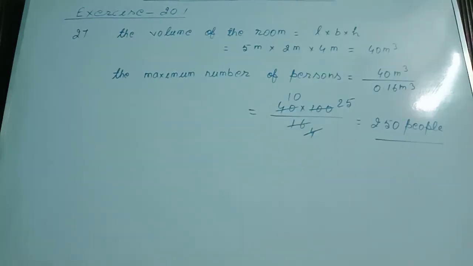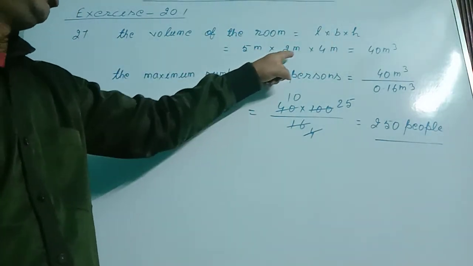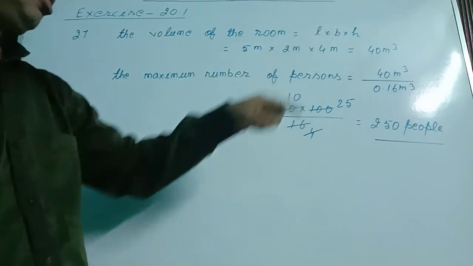In question number 27, a room is 5 meter long, 2 meter broad and 4 meter high. Calculate the maximum number of persons it can accommodate if each person needs 0.16 meter cube of air. So first of all, I got the volume of the room, that is L into B into H, 5 meter into 2 meter into 4 meter, that is 40 meter cube.